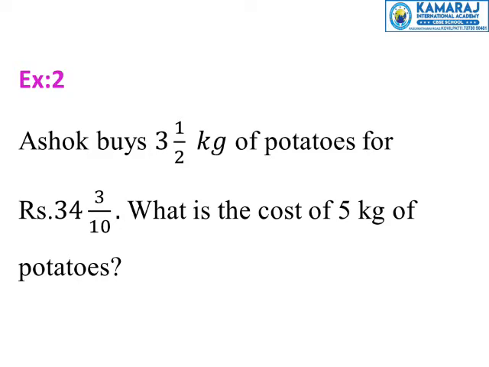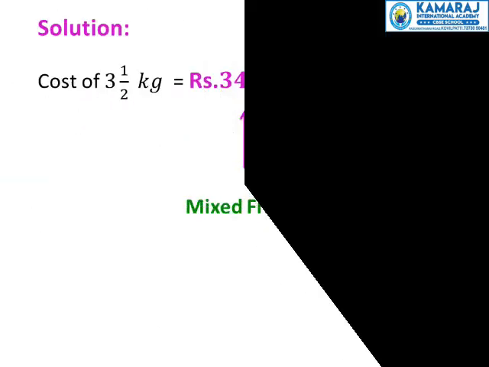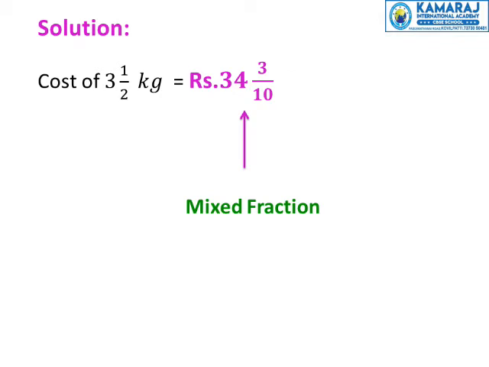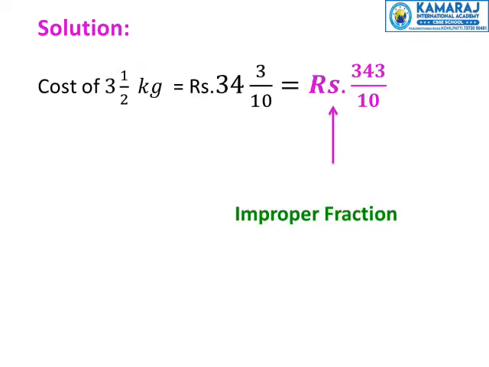Here they gave the cost of 3.5 kilogram of potatoes, rupees 34 3 by 10, and then we need to find the cost of 5 kilogram. If you know the cost of 1 kilogram, we can easily find the cost of 5 kilogram. Solution: cost of 3.5 kilogram of potatoes is equal to rupees 34 3 by 10. Here 34 3 by 10 is the mixed fraction form, so first we need to convert it into an improper fraction. So 34 3 by 10 is equal to rupees 343 by 10.